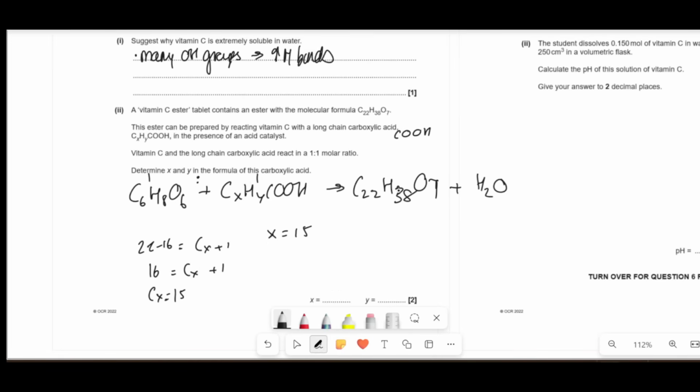So we know for a fact that we have got one water coming out of this, because it's a 1-to-1 ratio, one esterification thing. So that means if we've got one H2O left, then 8 plus Y plus 1, because there's 1 here, equals 38 plus 2. So that means that 9 plus Y equals 40, so Y must equal 31. And there you go, that's how we do it.